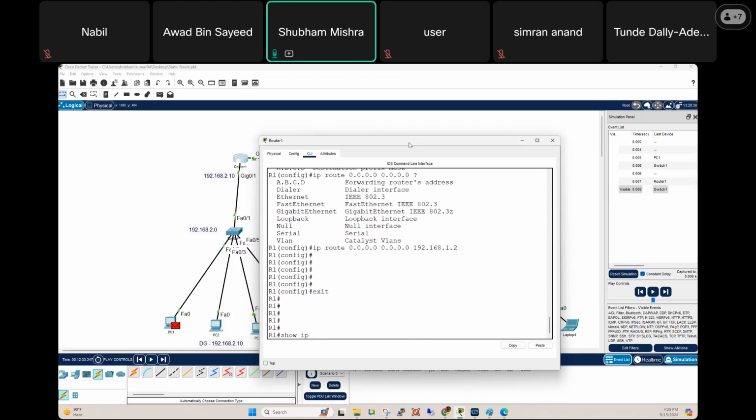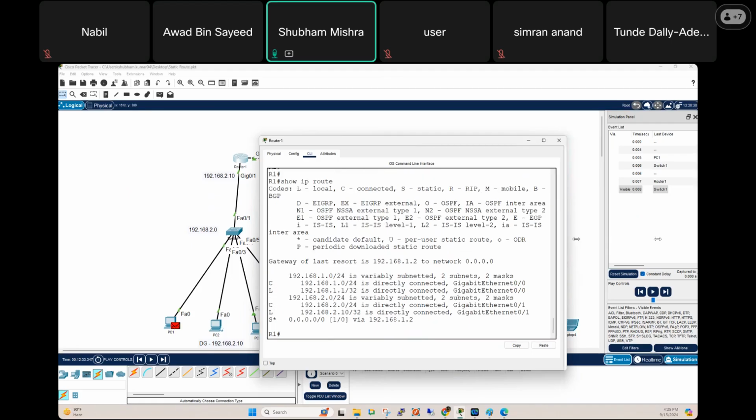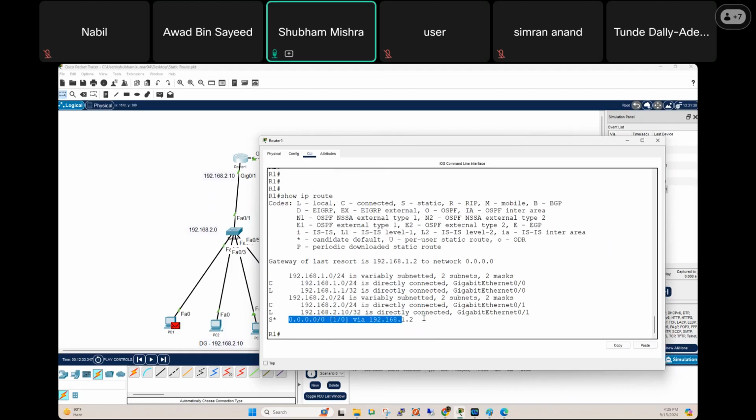Now I am checking the routing table. What is the command? Show IP route. See, what is this? This is the default route entry. It means the destination will be any. Destination will be any. What will the router do? The router will forward towards 1.2. Do you understand, everyone? Tell me yes or no.